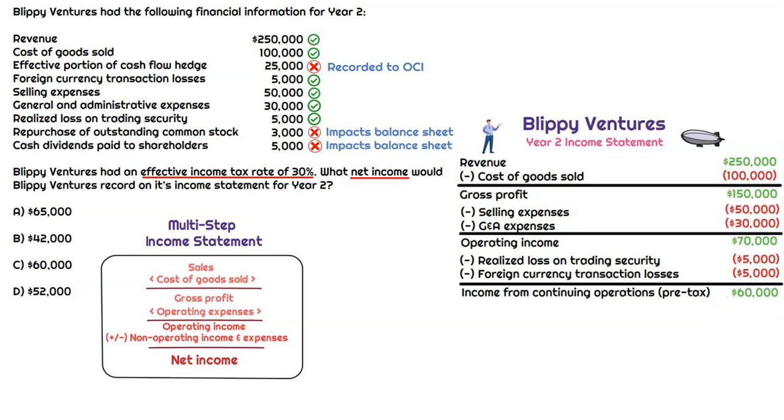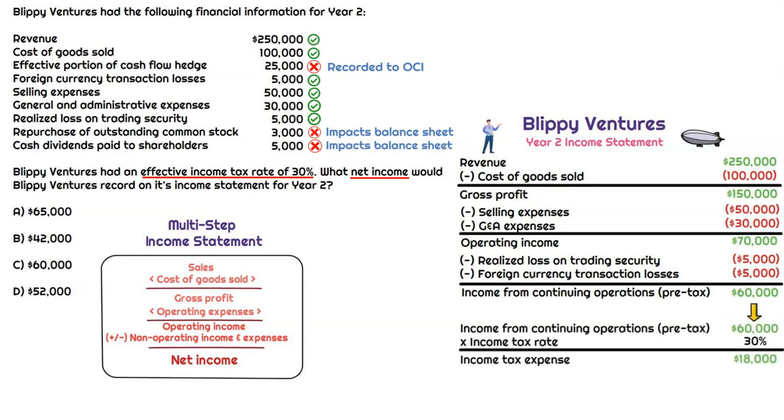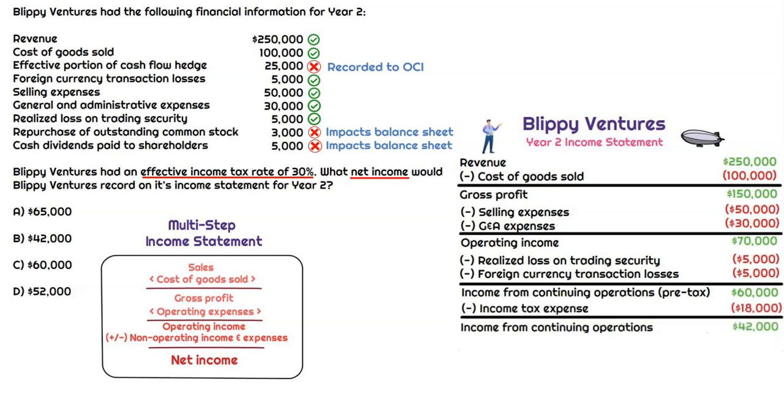Now this is where we apply the income tax rate of 30%. So it's real simple. We just multiply 60,000 times 30%. That means our income tax expense is going to be $18,000. So 60,000 minus 18,000, that means income from continuing operations is going to be $42,000. Now this is essentially net income, but I've shown you one last piece here that would account for discontinued operations if they did exist. Now, the question doesn't indicate anything about discontinued operations, so we'll leave that blank. And so that gets us down to net income of $42,000. And that's going to be the correct answer, right? So we have our full income statement for year 2 for Blippy Ventures.